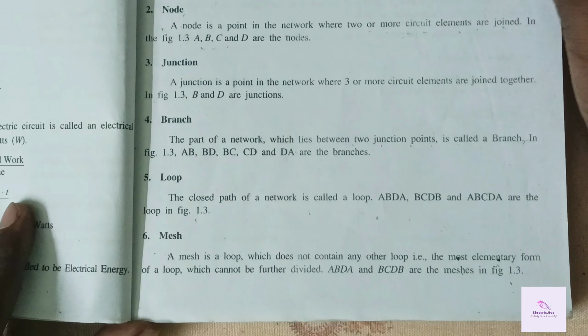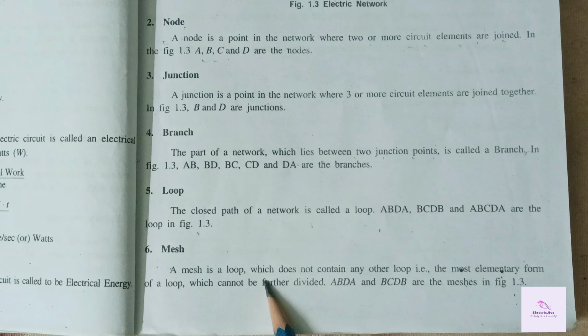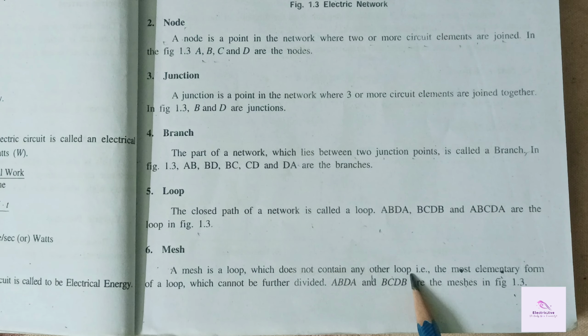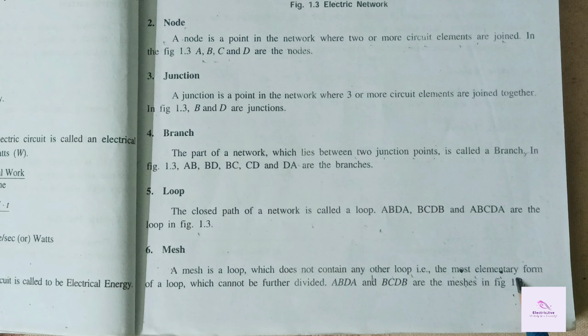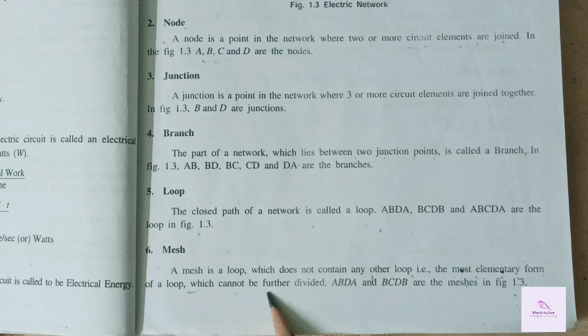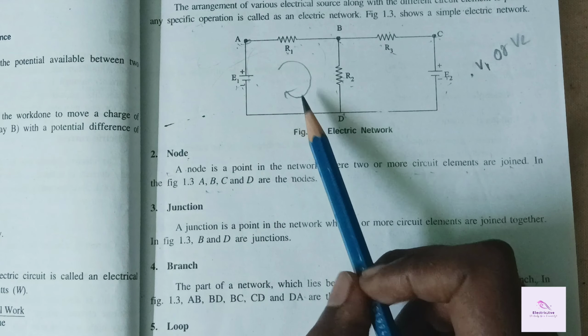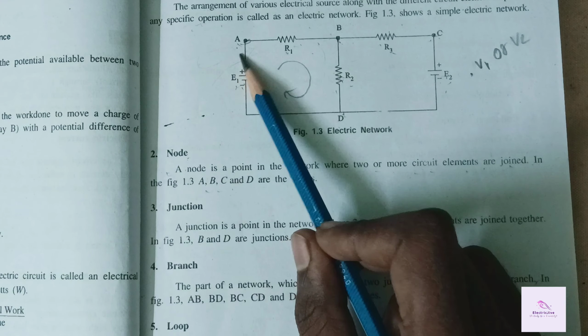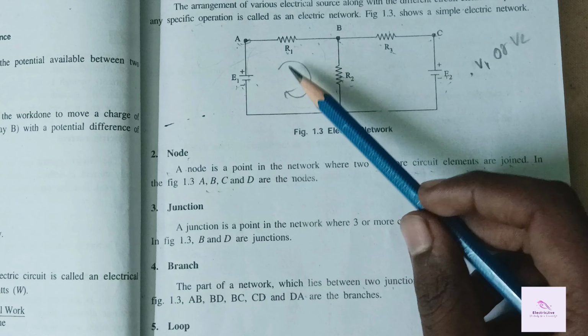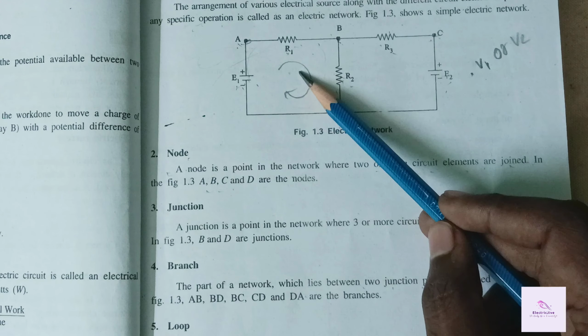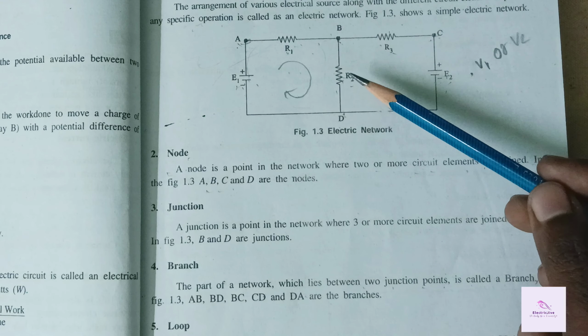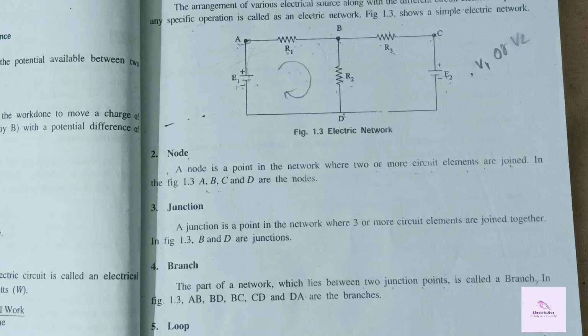Then mesh. A mesh is a loop which does not contain any other loop. The most elementary form of a loop which cannot be further divided. In the circuit, ABDA can be represented as a mesh because this is a loop which cannot be further divided. So it is considered a mesh.